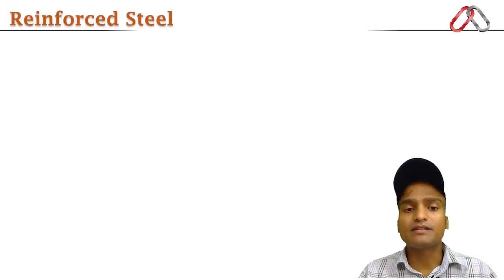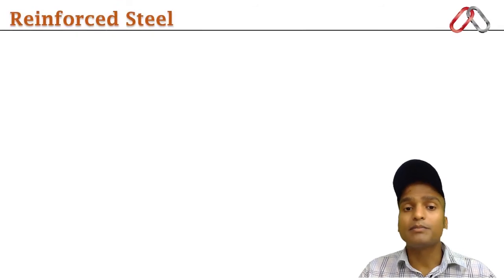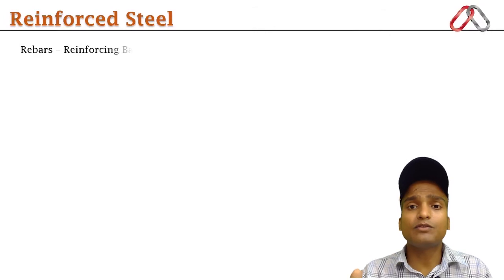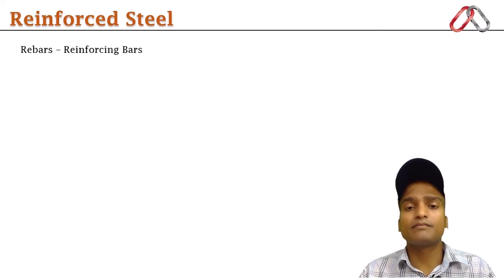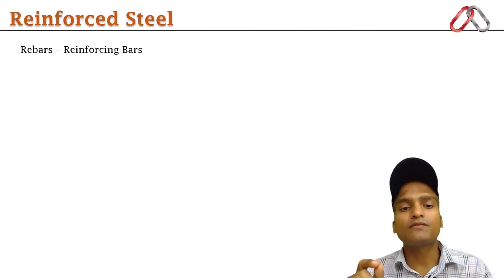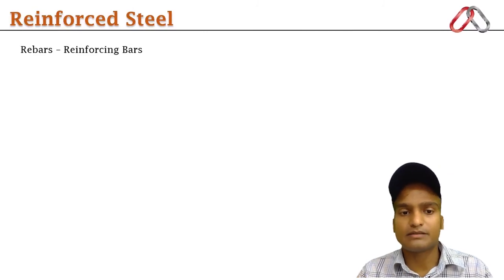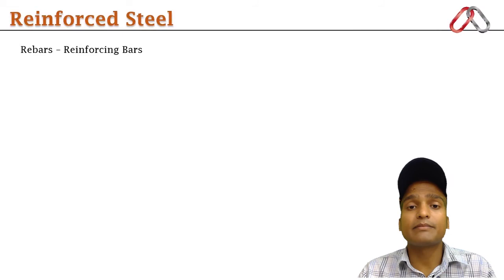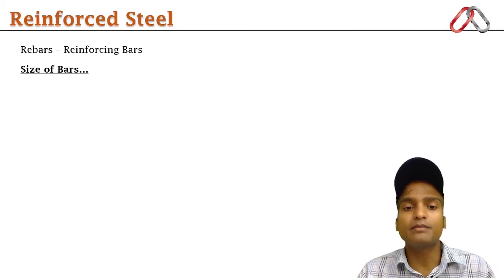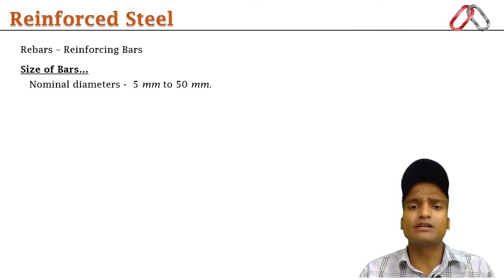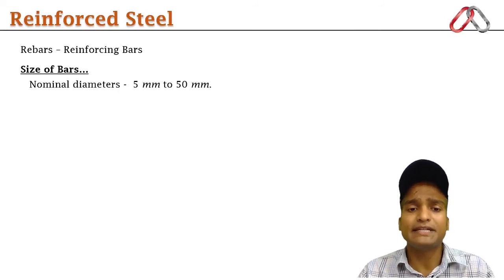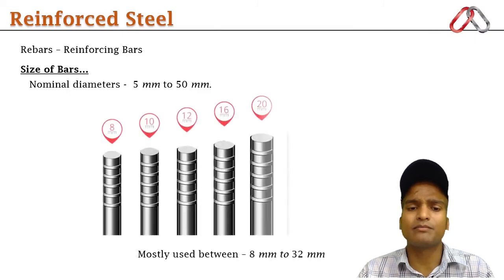So now, after understanding the properties of concrete, we come to the properties of reinforcing steel. Many a time you will see the term rebars in the textbooks or the problems. Rebars is the short form of reinforcing bars. If you talk of the size of bars available in the market, the nominal diameter is available from 5 mm to 50 mm. But basically we will be using bars ranging from 8 mm to 32 mm.